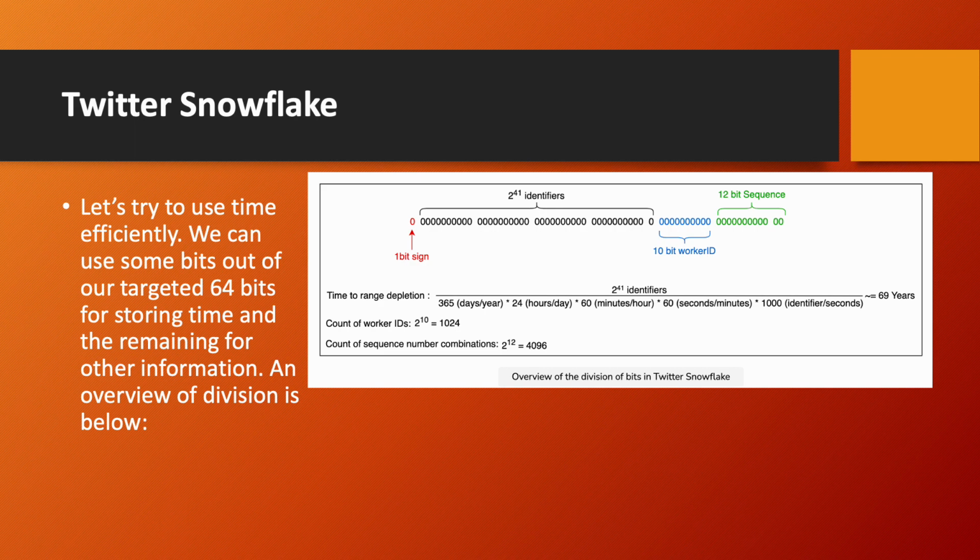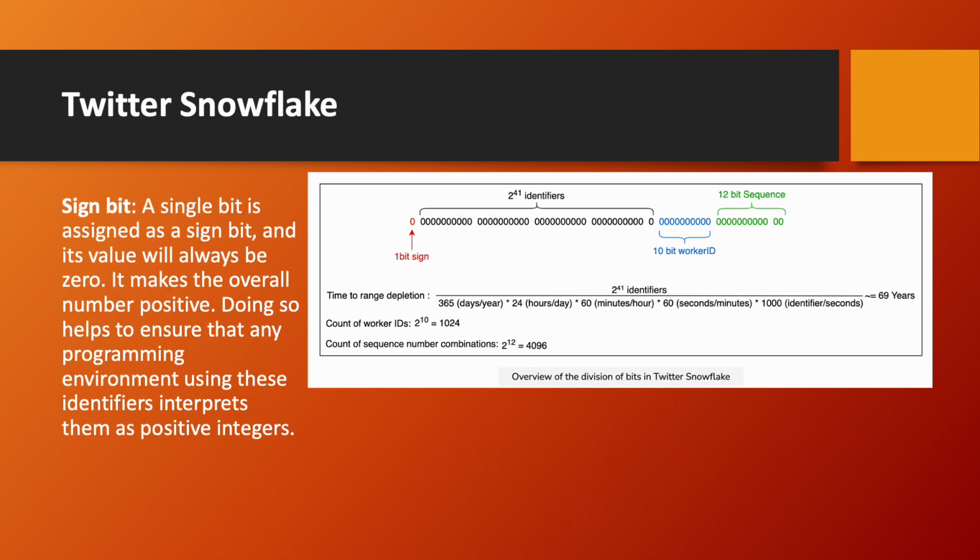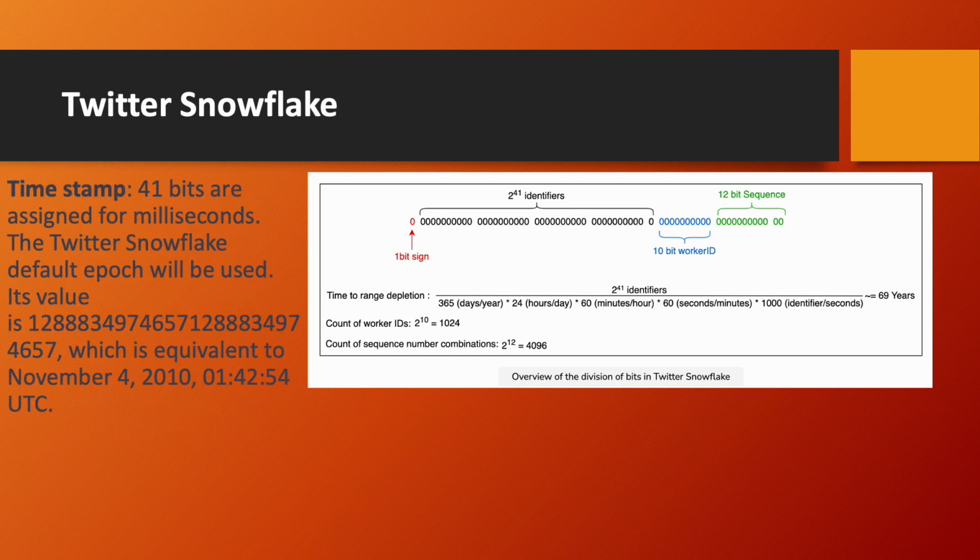The count of worker IDs will be 2 to the power of 10, that is around 1000 machines, and the count of sequence number combinations would be around 4K. Now, a single bit is assigned as a sign bit, and its value will always be 0. It makes the overall number positive. Doing so helps to ensure that any programming environment using these identifiers interprets them as positive integers.